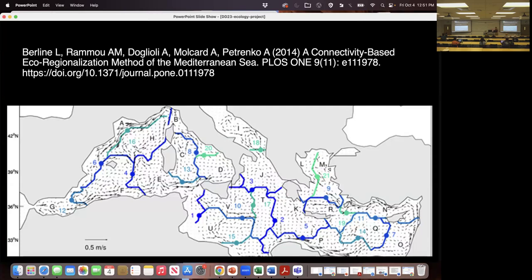So you take a model, you run it, you have the currents, and you put Lagrangian particles, and you see where the Lagrangian particles go. And you put Lagrangian particles continuously. And then you define those ecoregions based on where the Lagrangian particles stay. They are on the surface? Yes, they are in the upper 100 meters. And that's just because fish and larvae, etc., pretty much live in that area. And so this is the eco-regionalization that they came up with. And this was a 3-year period.